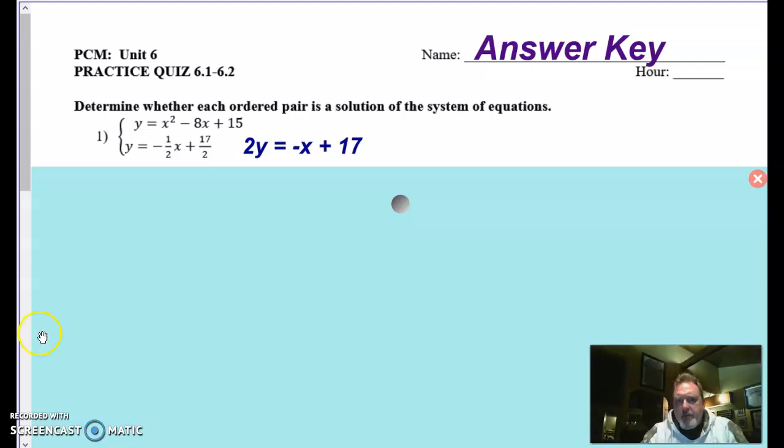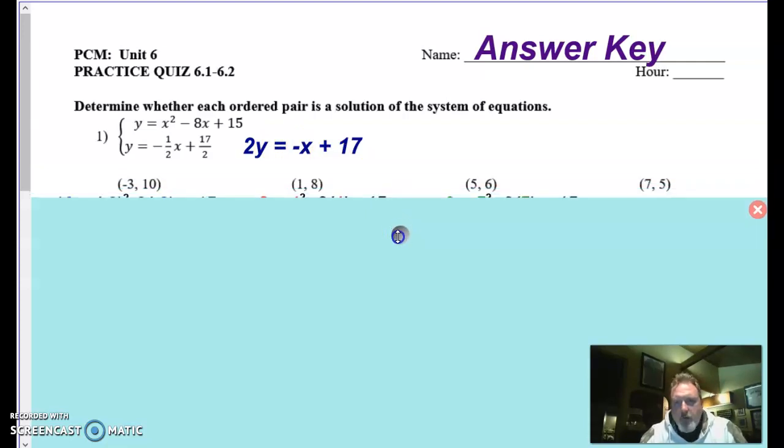So the first problem here, you've got a system of equations. You have to decide which ordered pairs work for that system. You can leave this as a fraction if you'd like. I multiplied by 2 simply to get rid of the fractions. I think that worked a little easier, so that's why I did that. When you check these ordered pairs, if the ordered pair doesn't work for the first equation, you do not have to check the second equation.